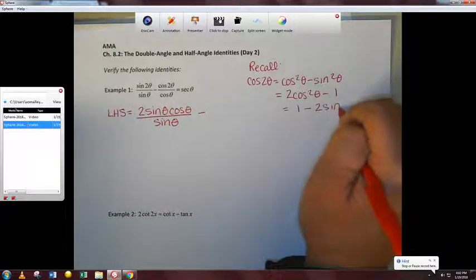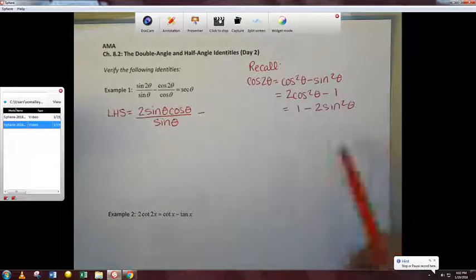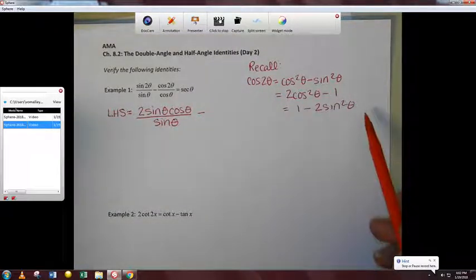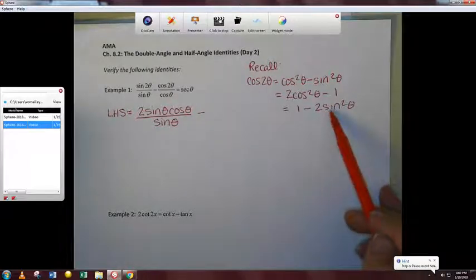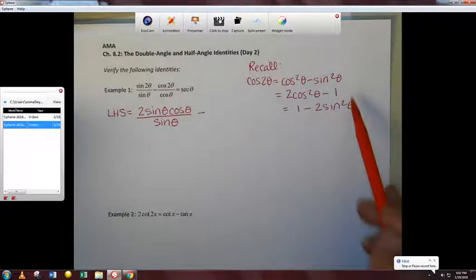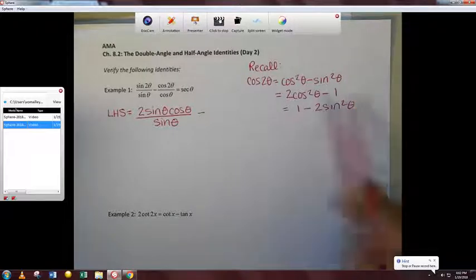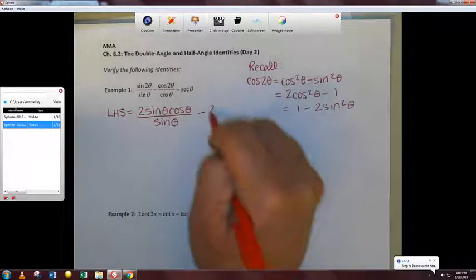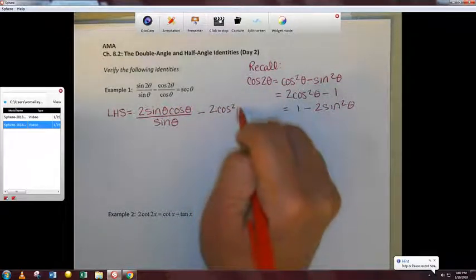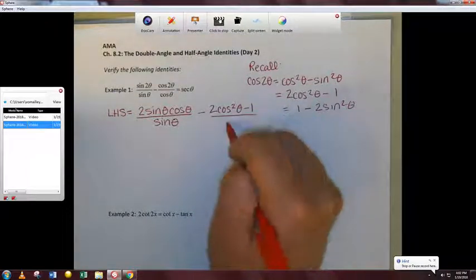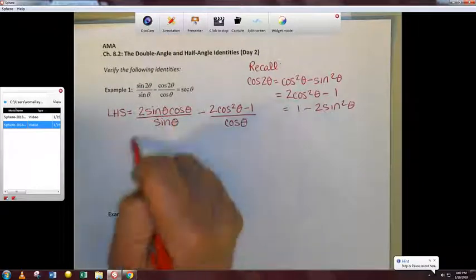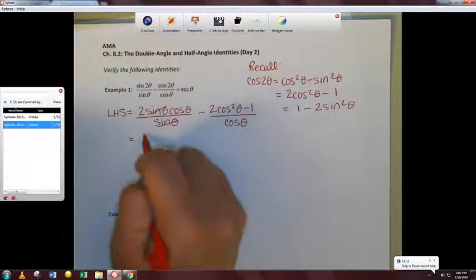2 sine squared theta. Now, I'm trying to get to secant, which is 1 over cosine, so I don't want to add any additional sines to the problem. So I'm not going to choose this first one or the third one. I'm going to choose the second one because that's in terms of cosine, and I have this cosine on the bottom as well. So 2 cosine squared theta minus 1 is the identity I'm choosing, and we're going to put that over cosine theta.